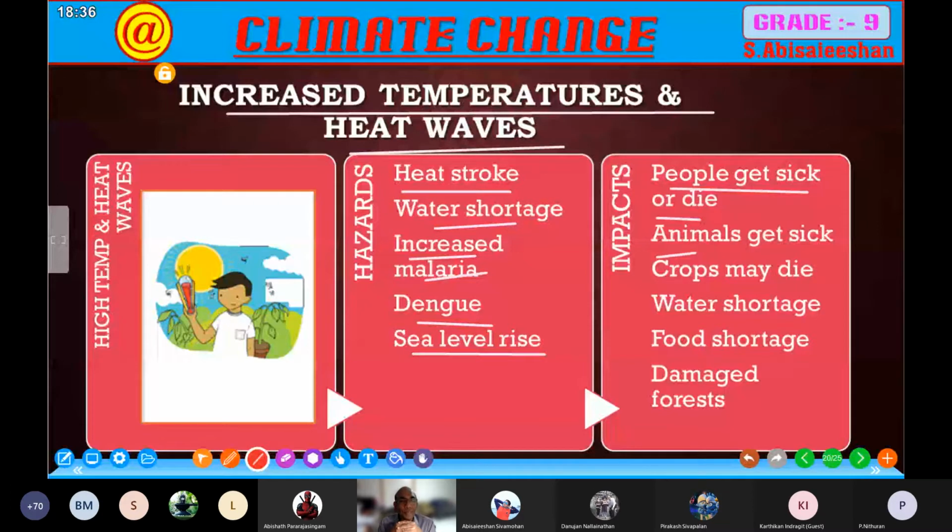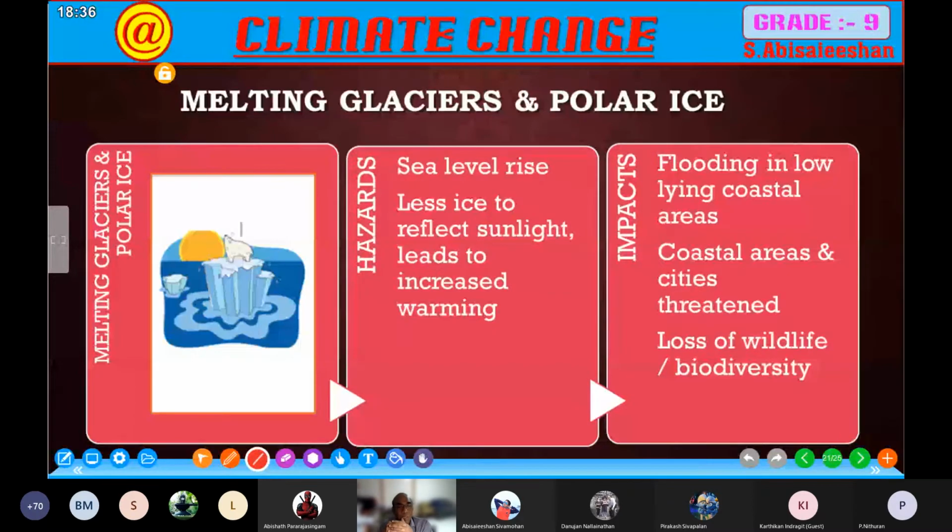Melting glaciers and polar ice. Here you can see the picture. Hazards: sea level rise, and less ice to reflect sunlight, which leads to increased warming. Impacts: flooding in low-lying coastal areas and cities threatened, and loss of wildlife or biodiversity.